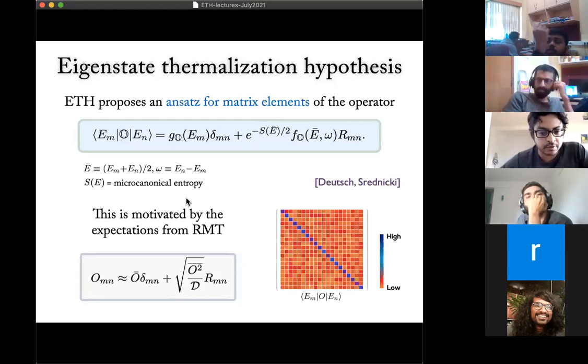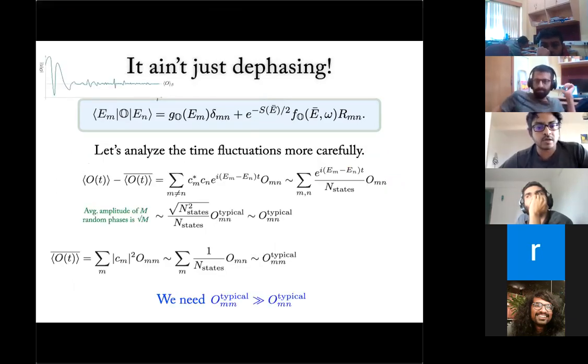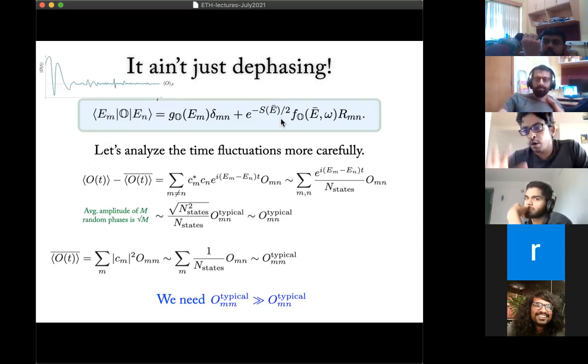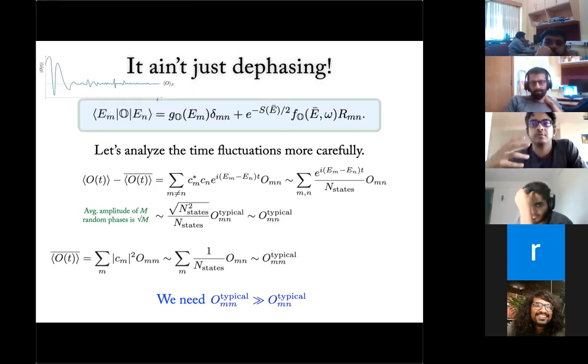So this is motivated by expectation from RMT. I already mentioned this. We have this ETH ansatz, and one reason why we wanted the off-diagonal elements to be small and random is that they can be a bunch of random phases that cancel each other out, and thereby their effect in the expectation value thermalizes. You might think that it's enough to have it random, with random amplitudes multiplying phases, and thereby there is just dephasing.